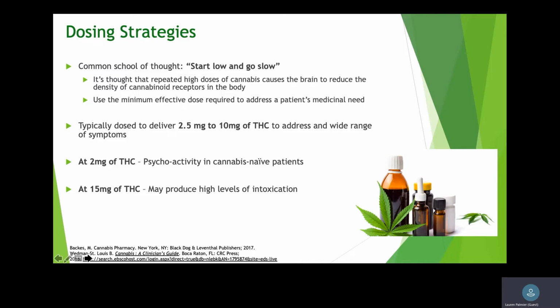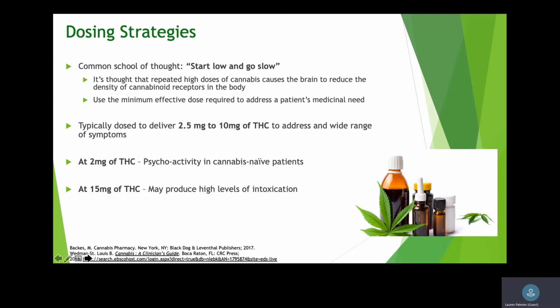So talking about dosing strategies, the common school of thought, like I touched on with the edible preparations, is start low and go slow. Repeated doses of cannabis and THC can cause the brain to reduce the density of cannabinoid receptors in the body, meaning a patient is going to need more cannabis or THC to feel the same effect.